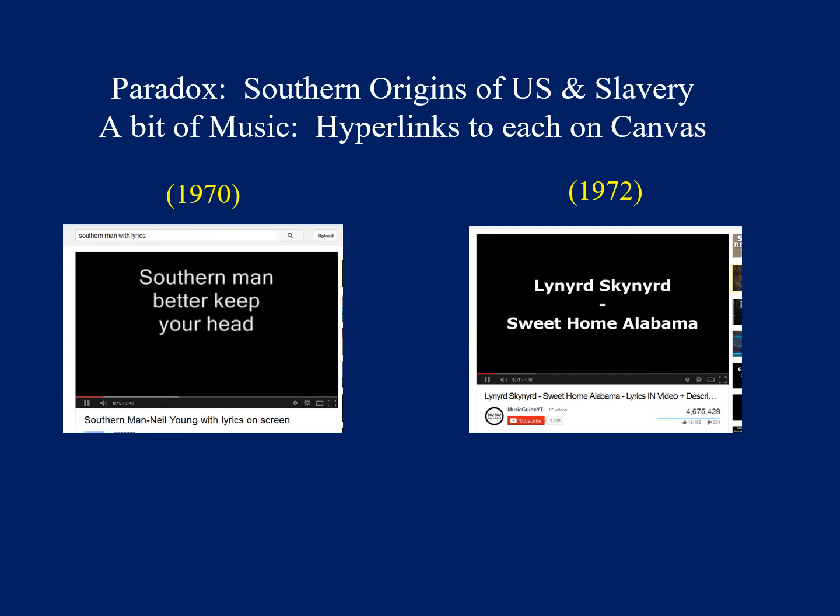Well, maybe some information, from some 1970s rock music. Southern Man by Neil Young really kind of accuses the South of a range of sins. And then Lynyrd Skynyrd came out as a response to Neil Young's song. So you might want to click on some of those hyperlinks.